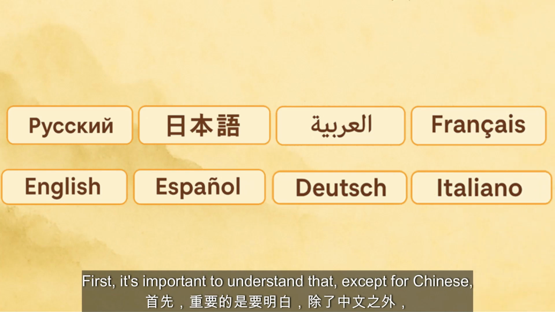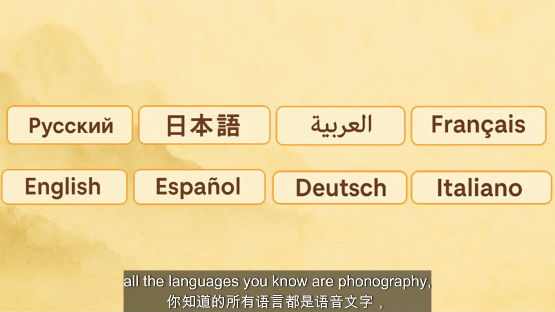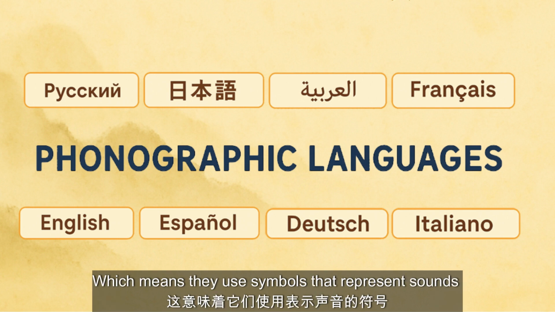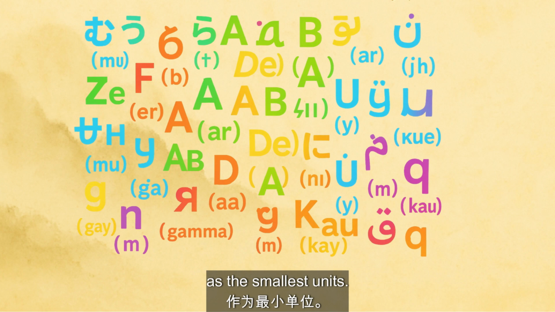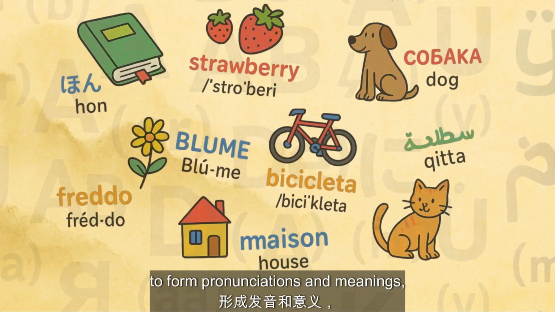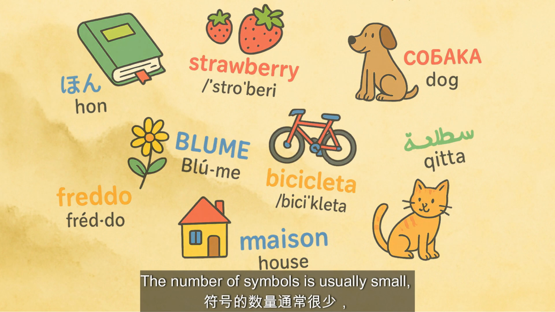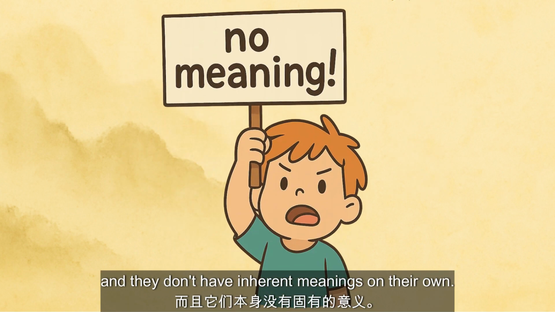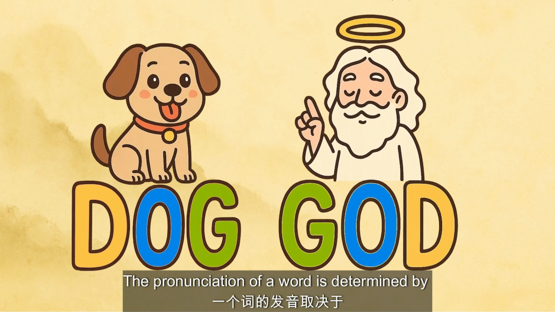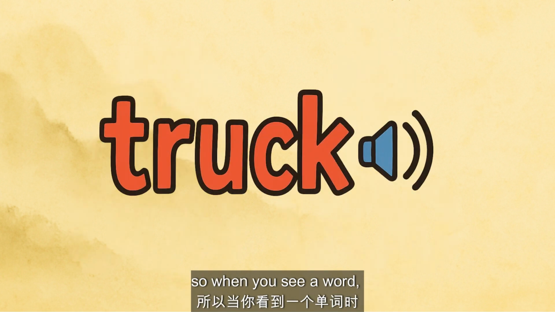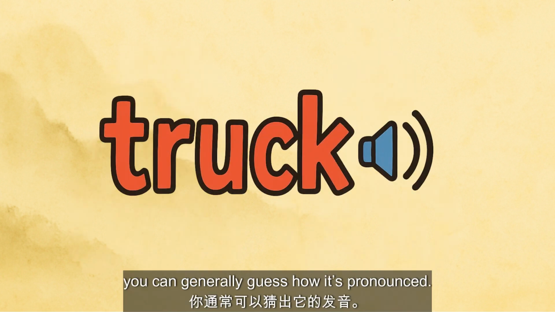First, it's important to understand that, except for Chinese, all the languages you know are phonography, which means they use symbols that represent sounds at the smallest units. These symbols are combined in various ways to form pronunciations and meanings. The number of symbols is usually small, and they don't have inherent meaning on their own. The pronunciation of a word is determined by how these symbols are arranged. So when you see a word, you can generally guess how it's pronounced.